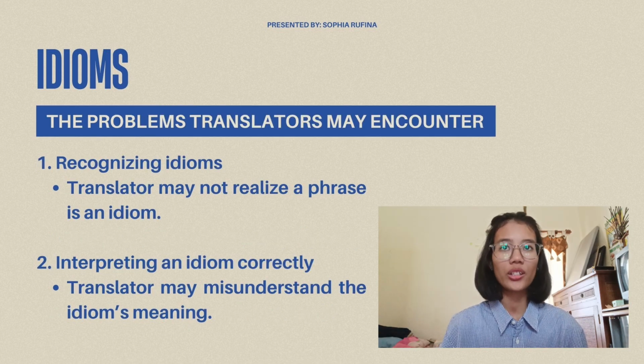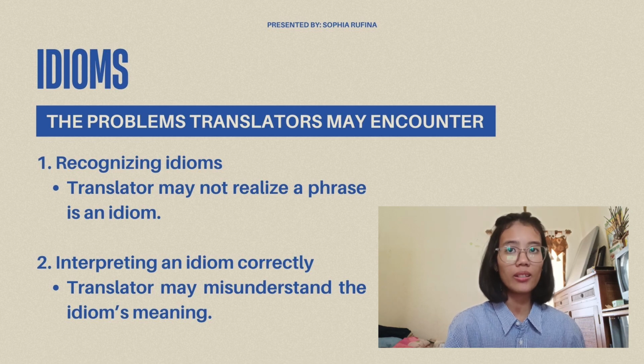Just like collocations, translating idioms brings several difficulties. Here are the problems translator may encounter. Number 1 is recognizing idioms. A translator may not even realize that a certain phrase is actually an idiom. Number 2 is interpreting an idiom correctly. Even if it is recognized, the translator may still misunderstand the idiom's true meaning.